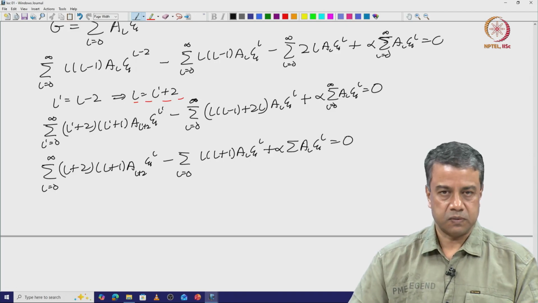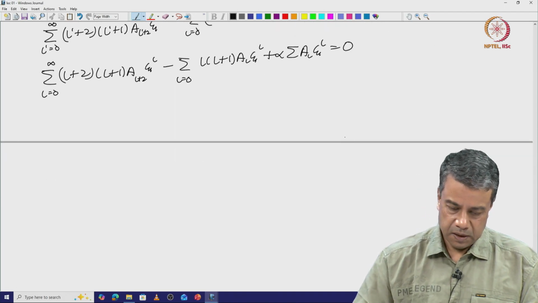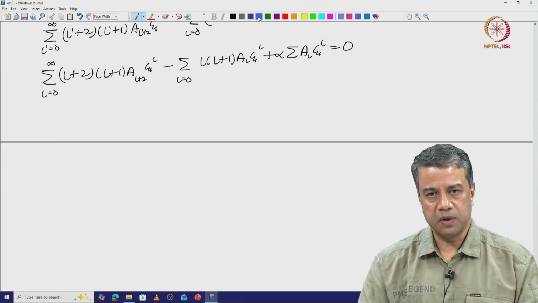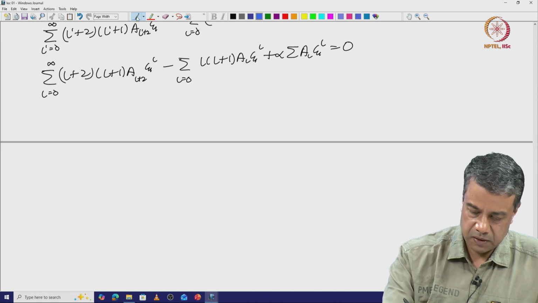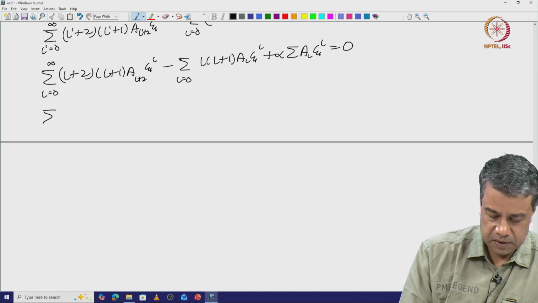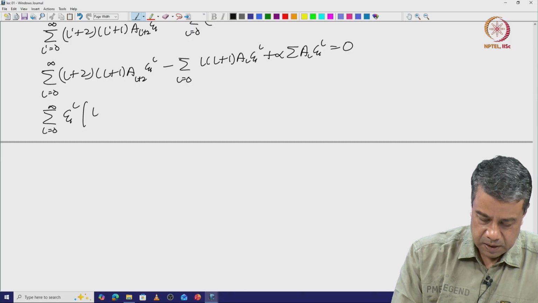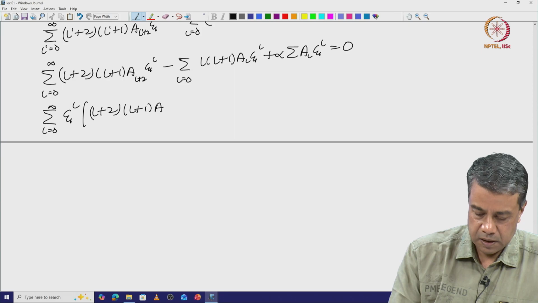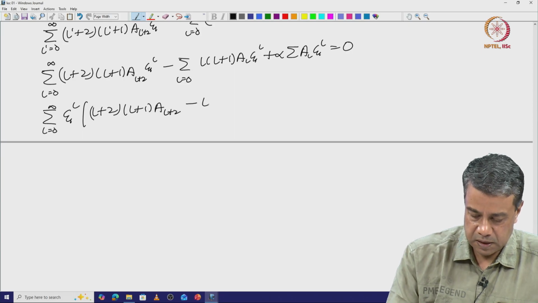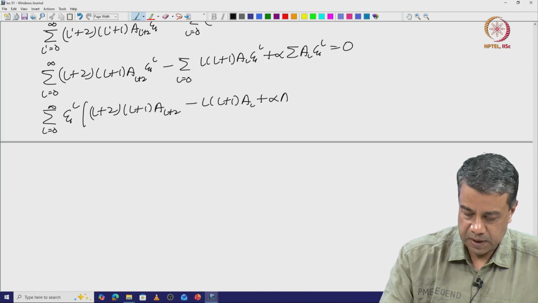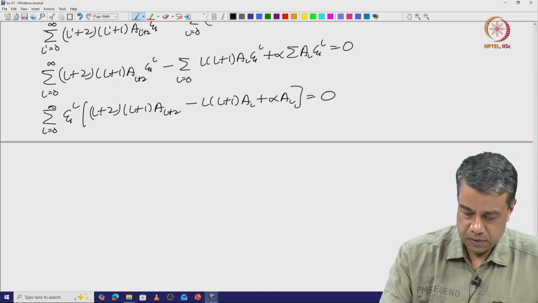This is equal to 0. Now, I can combine all of the terms that multiply equal powers of L. Sigma over L equal to 0 to infinity of psi power L times [L plus 2 into L plus 1 A L plus 2 minus L into L plus 1 A L plus alpha A L]. This is equal to 0.